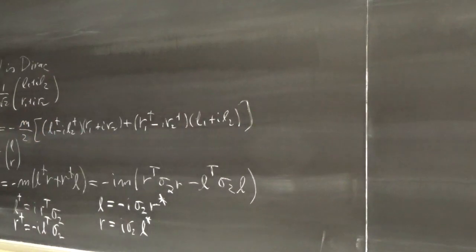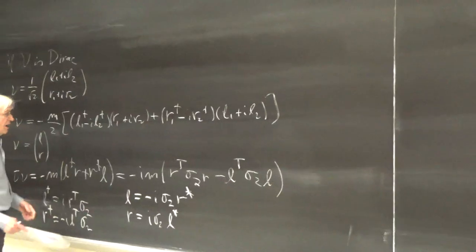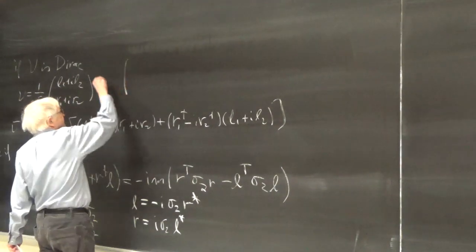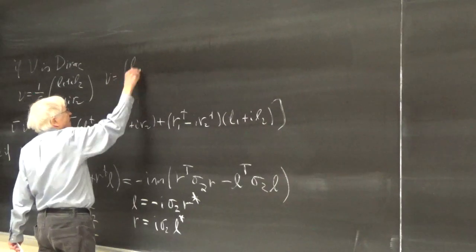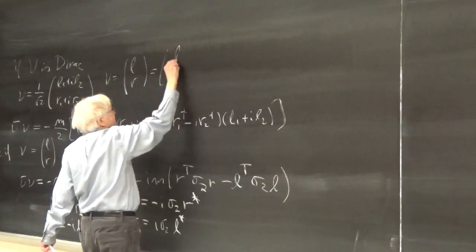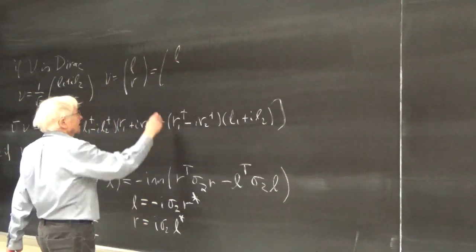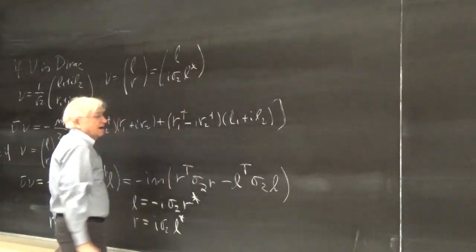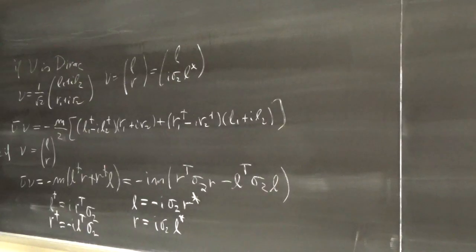And of course, over here I made a mistake. There's a star there. So this means that if you have a Majorana field, then it's of this form (L, R), but it's actually special. Nu is equal to (L, R), but that's the same thing as L, and R is i sigma 2 L star. And star means you complex conjugate the numbers and adjoint the operators.